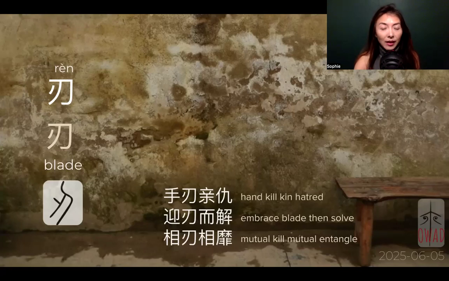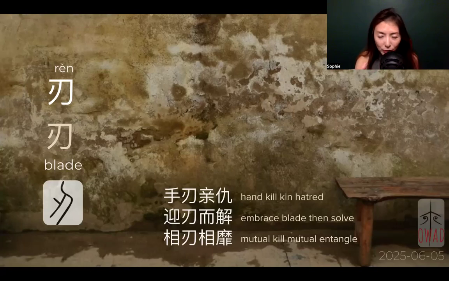So 迎刃而解 gives you the clue that there are easy ways and hard ways, between easy and hard, multitudes of ways to approach a problem. But if you orient the correct way, as if embracing the blade, you can cut through the problem easily and then solve it. So that's 迎刃而解.